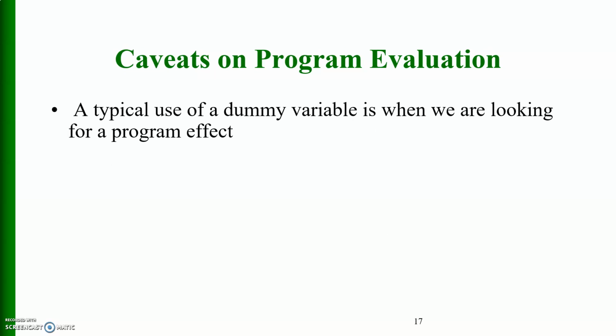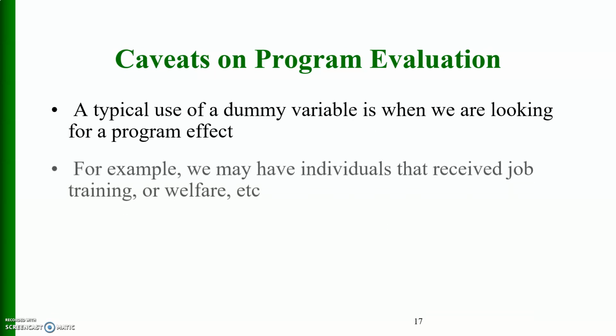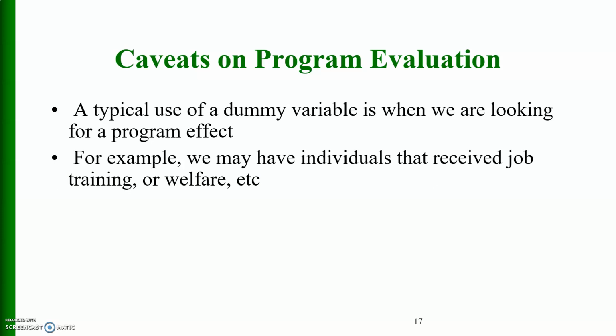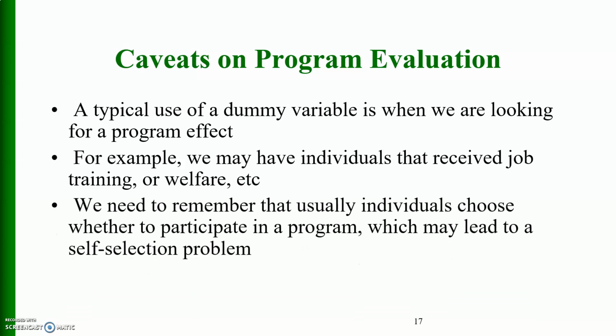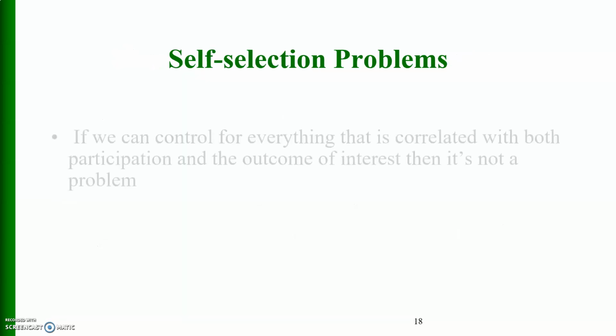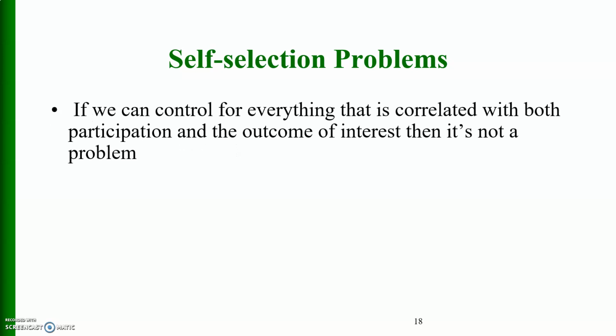A typical use of a dummy variable is when we are looking for a program effect. For example, we may have individuals that received job training or welfare, etc. We need to remember that usually individuals choose whether to participate in a program, which may lead to a self-selection problem. Now, what is the self-selection problem?